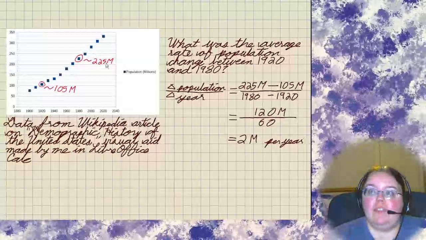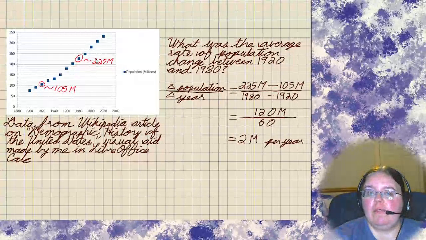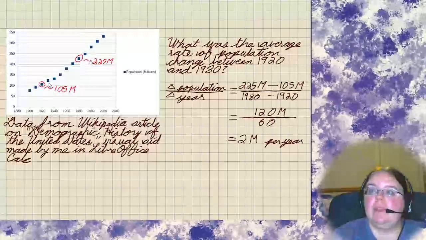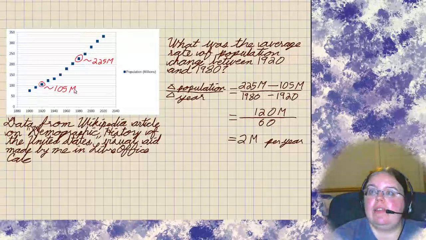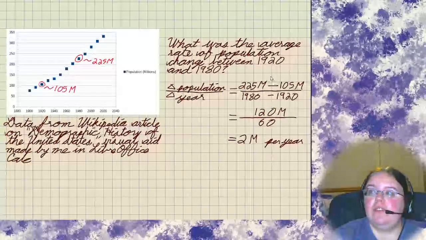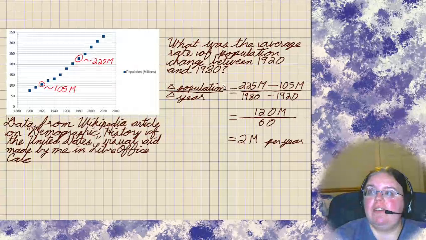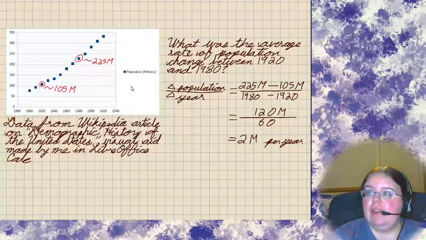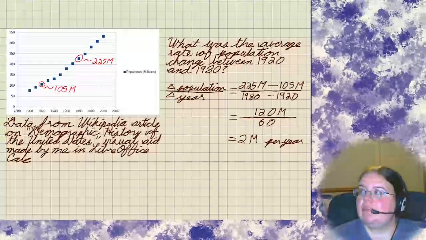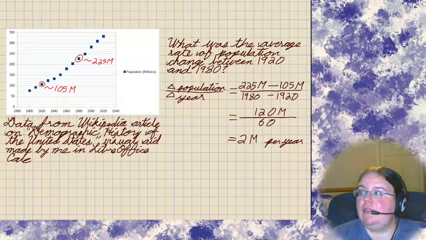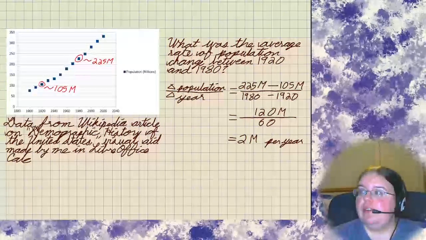So that's all there is to it. Just read those values from the graph and look at what they're changing across and use the slope formula with your change in whatever your y value is over your change in whatever your x value is. Nothing to it, pretty easy, but there are a lot of different interesting things that you can investigate in this way.